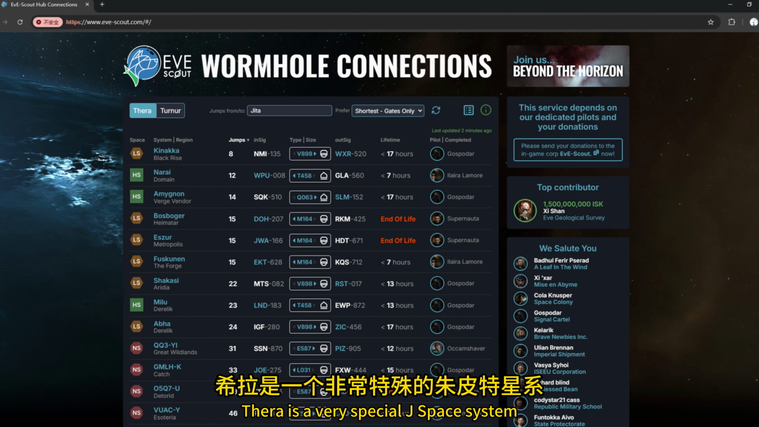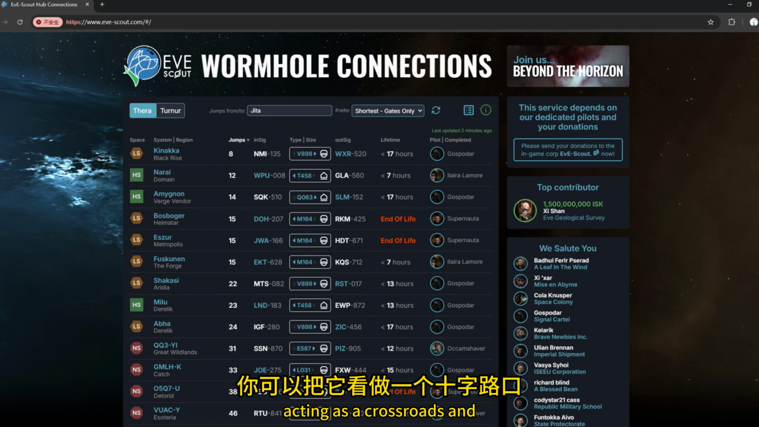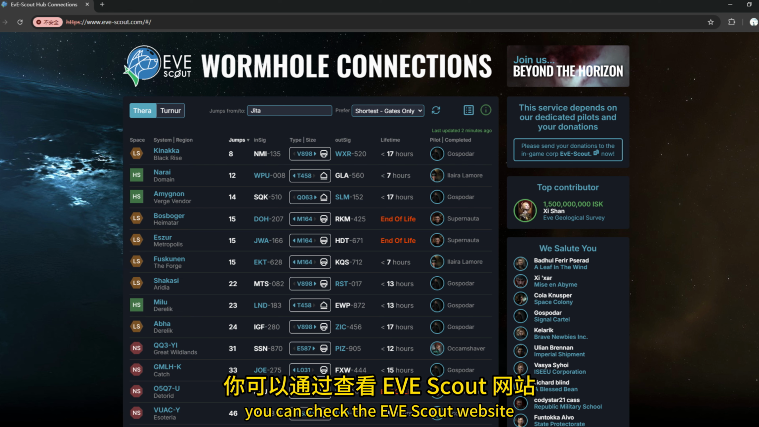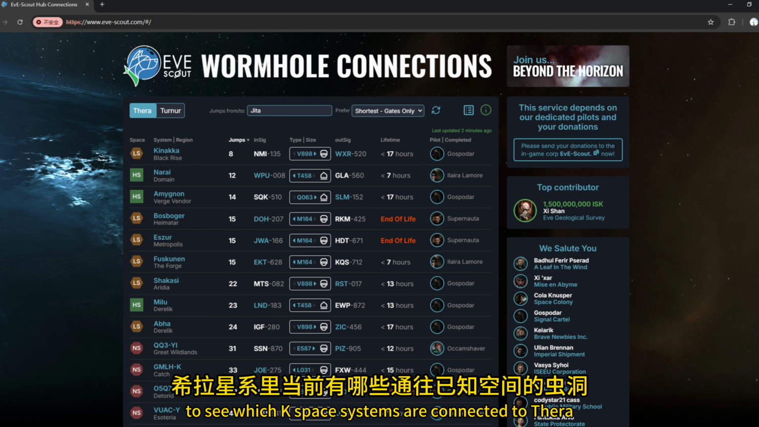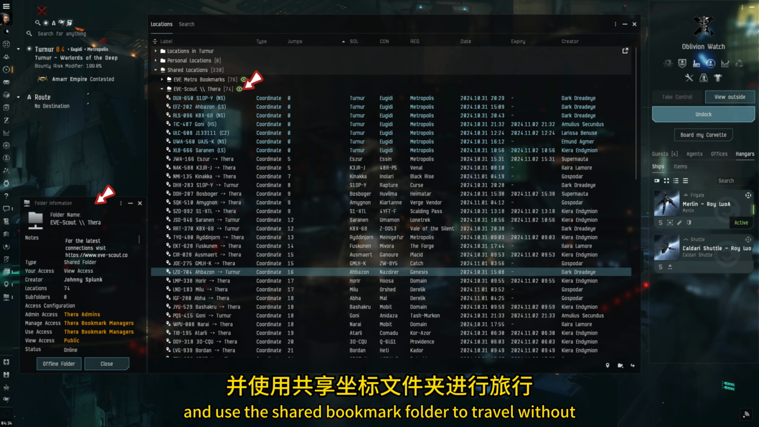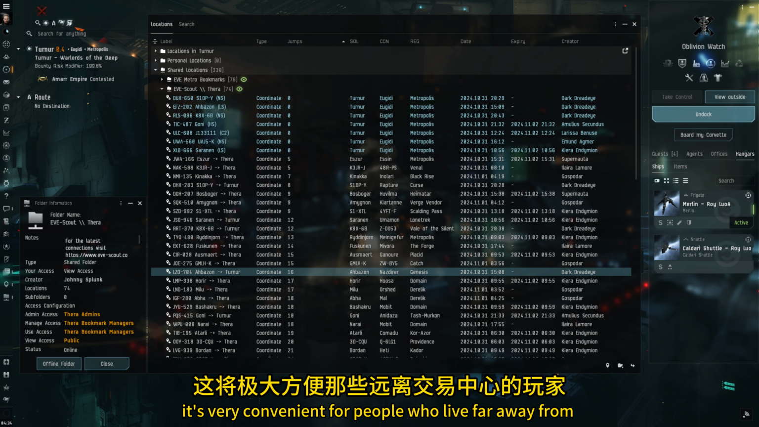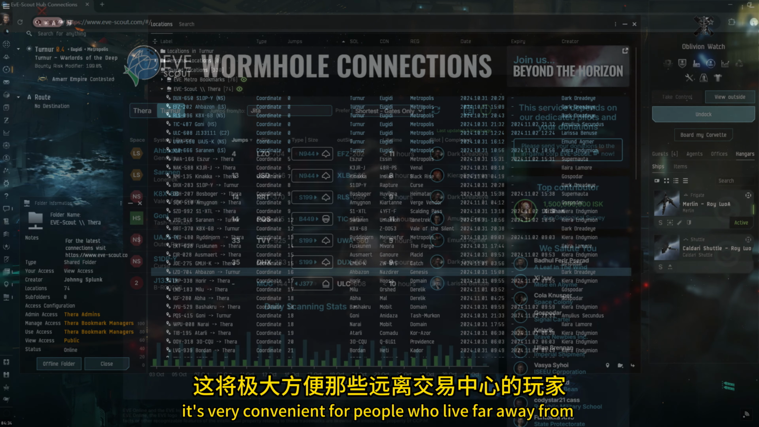Thera is a very special J-space system, acting as a crossroads and permanently connecting to numerous K-space systems. You can check the EVE Scout website to see which K-space systems are connected to Thera and use the shared bookmark folder to travel without scanning down any signals yourself. It's very convenient for people who live far away from trade hubs.